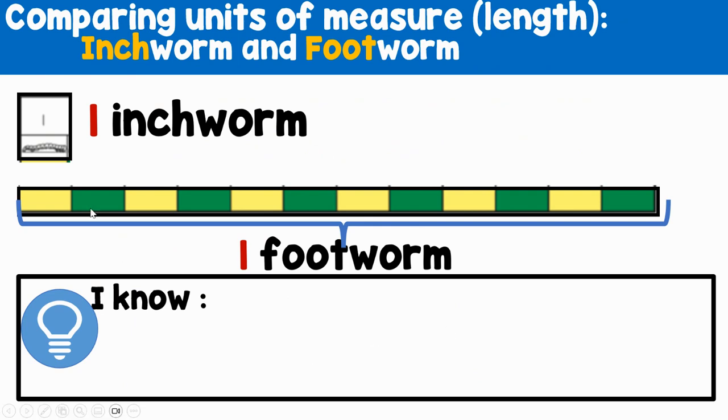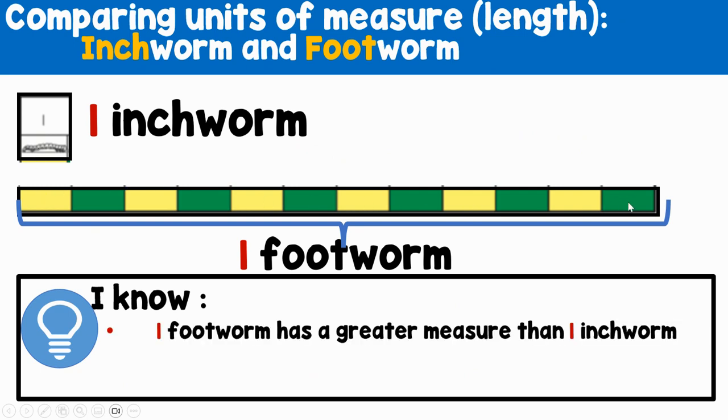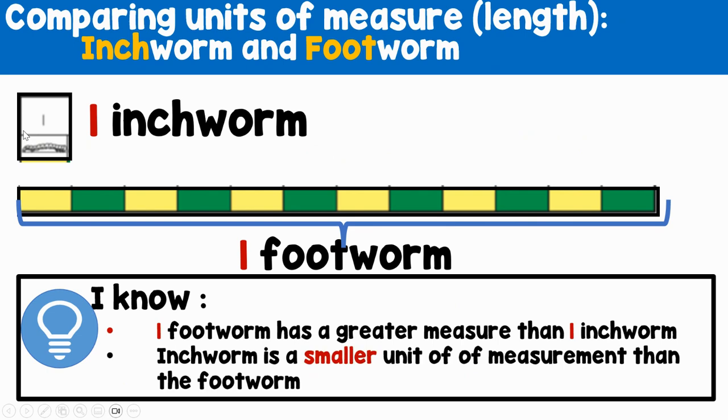As you can see, we have an inchworm and one footworm. One inchworm, one footworm. I know one footworm has a greater measure than one inchworm. So a footworm is larger than an inchworm. And I know that the inchworm is a smaller unit of measurement than the footworm.